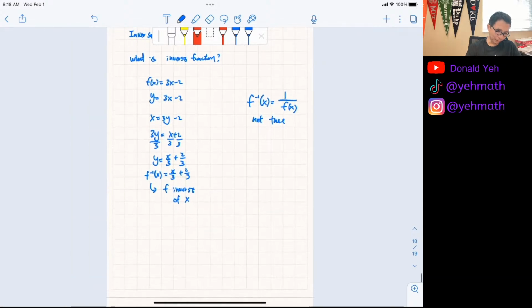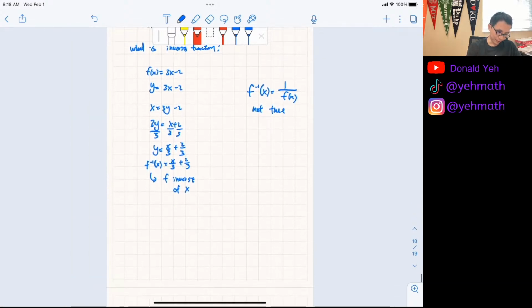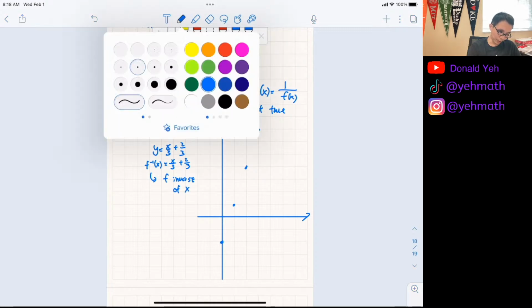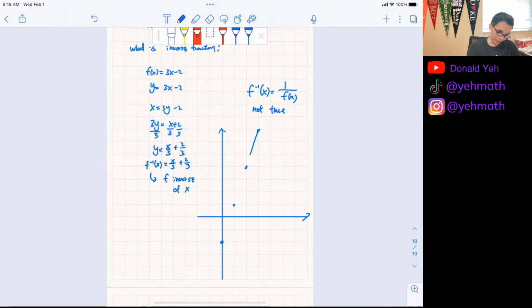And I'm gonna do a little bit more than that. I'm gonna graph both lines. I'm gonna graph the original function, which is 3x minus 2. Because you have -2, its slope is 3 over 1. So that is the actual function. The actual function is gonna go like this. Got it?